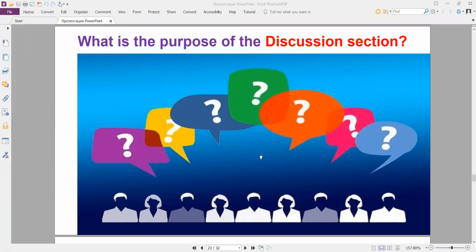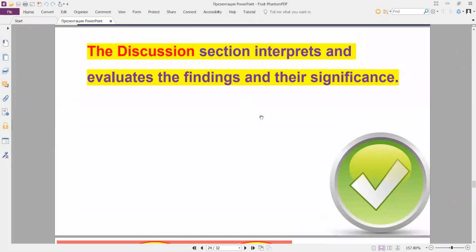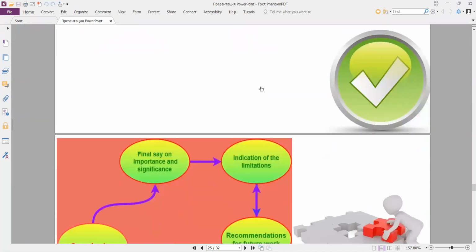Right. Great. So the discussion section interprets and evaluates the findings and their significance. Again, this is for your ease of understanding and memorizing this part. Okay. Right. It's really good.